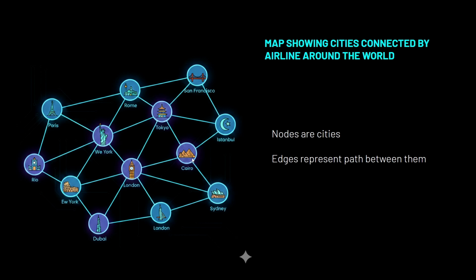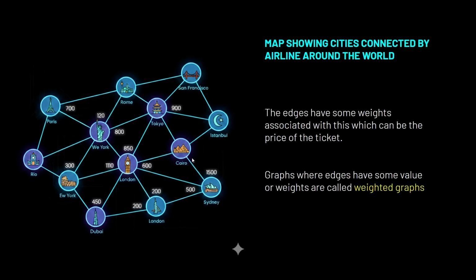Now, in this different example we have the same cities, but you can see that there is some weight associated with the edges. So the edges also have some weight, and this weight can represent different things.